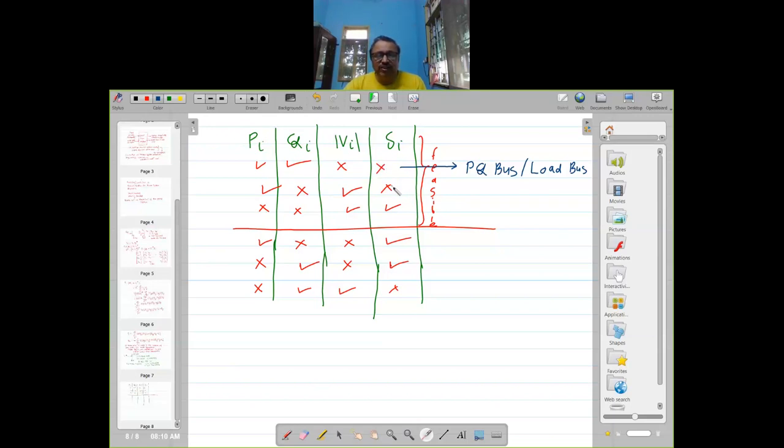Then the second combination is PI is known, VI is known, and Q and delta are unknown. This type of combination is known as a PV bus, or a generator bus. It is also known as a voltage control bus.